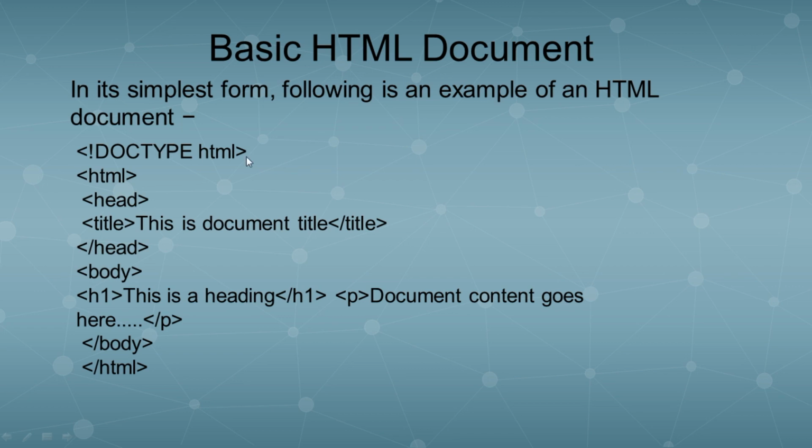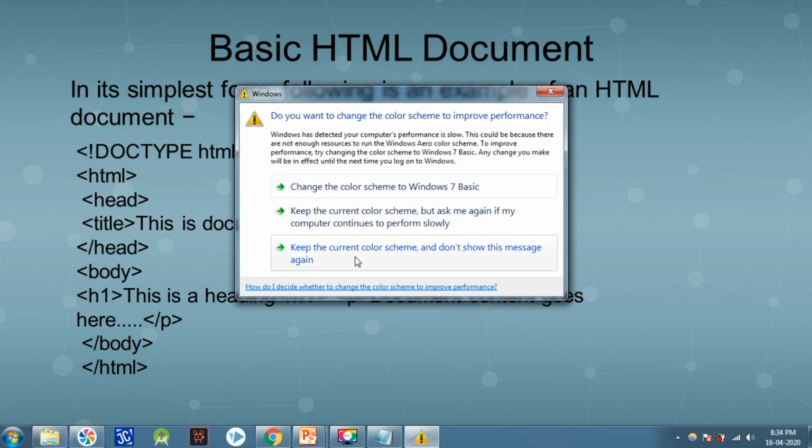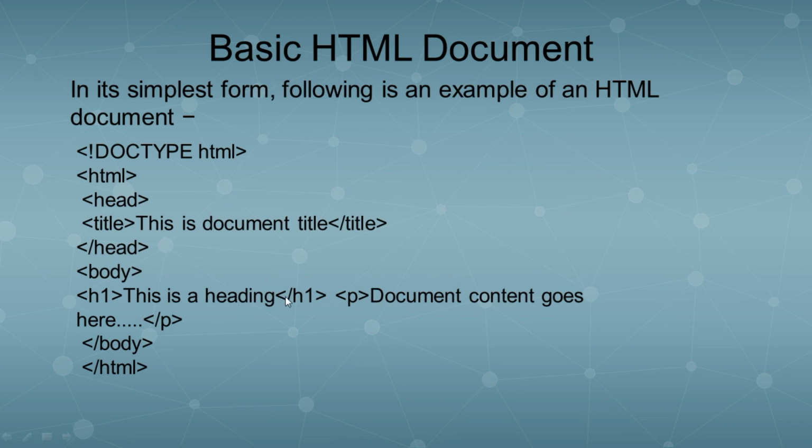By default it is 1.0. So HTML, head, title open, under title in this example we have typed "This is a document title", and title close, and then head close. So head is open, head is close. Now body open, you can see the h1 tag. We will discuss it later in an example. This is a heading, heading tag close, paragraph, I say angular bracket open, p, angular bracket close, document content goes here, paragraph tag close, body tag close, and HTML tag close.